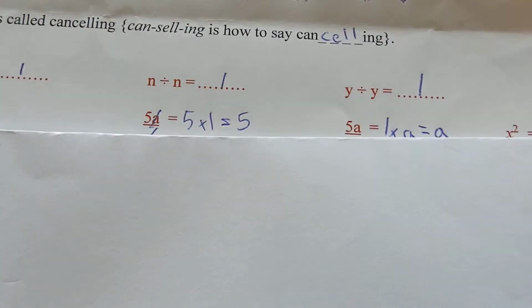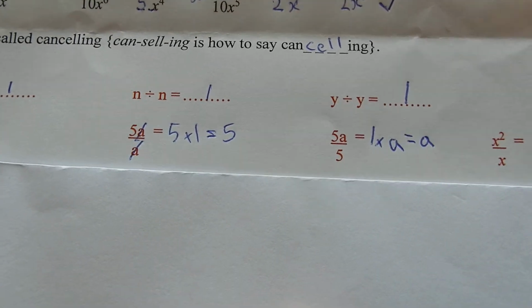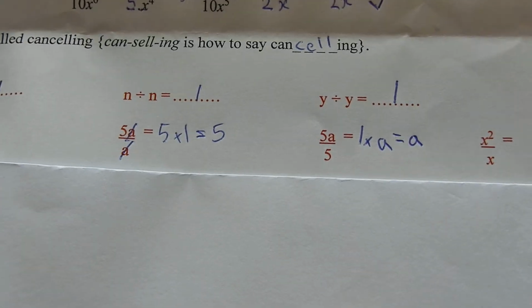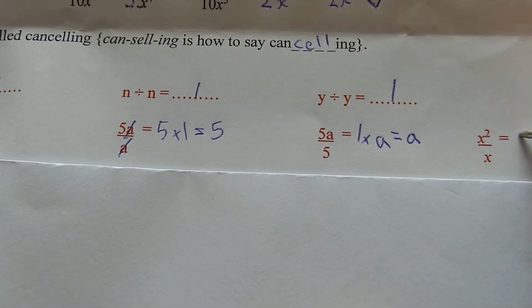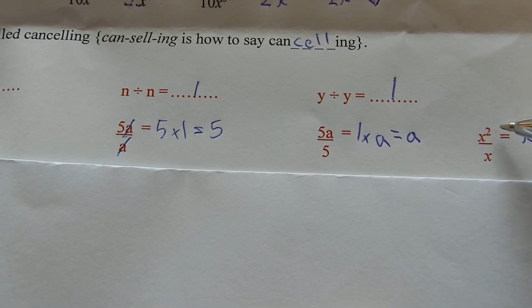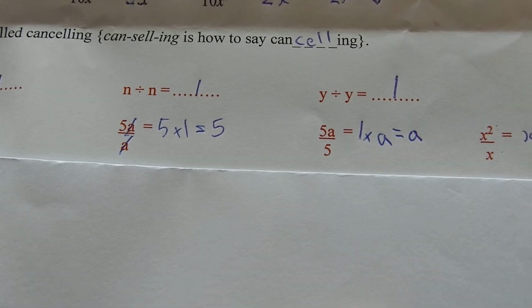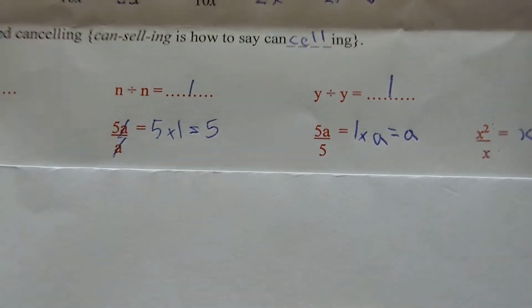Okay, going over. x squared divided by x is, well, there's 2 x's on the top, 1 on the bottom. 1 more x on the top than there is on the bottom. You end up with just x.